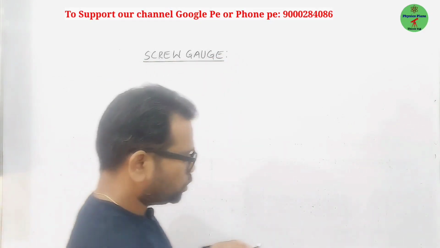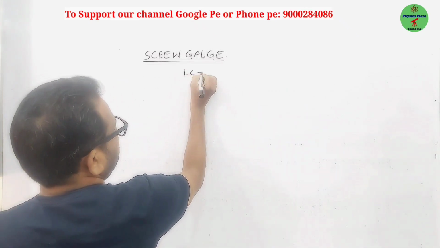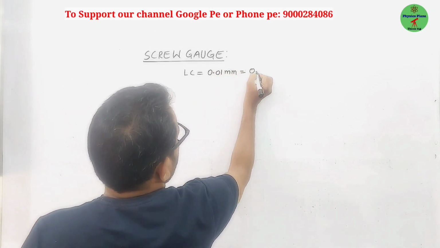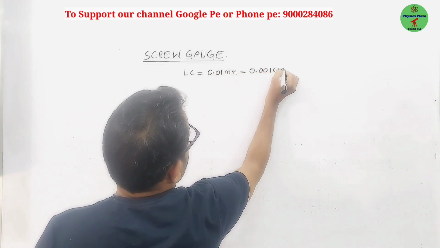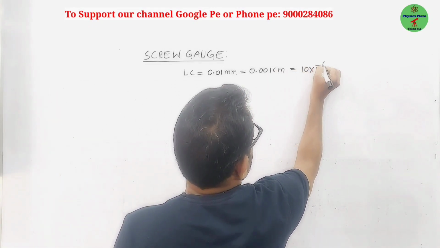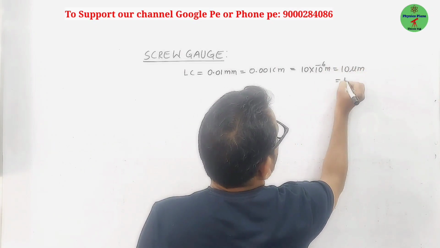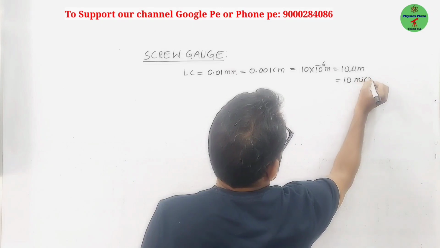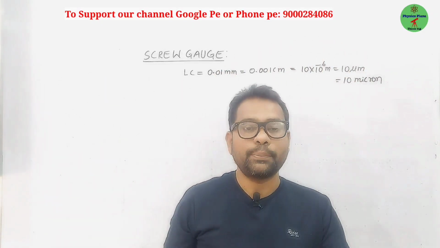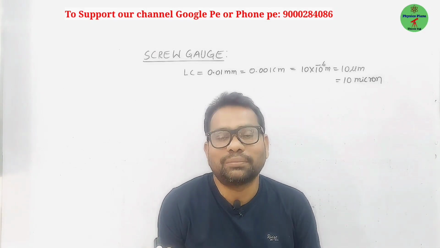So what is the specialty of this micrometer screw gauge, dear children? Its least count is 0.01 millimeter, or by using this we can measure up to 3 decimals of centimeters. It can also be written as 10 into 10 power minus 6 meters, that is 10 micrometers, or we can say 10 micron. So by using the screw gauge we can measure length up to 3 decimals of centimeter. It is more accurate.